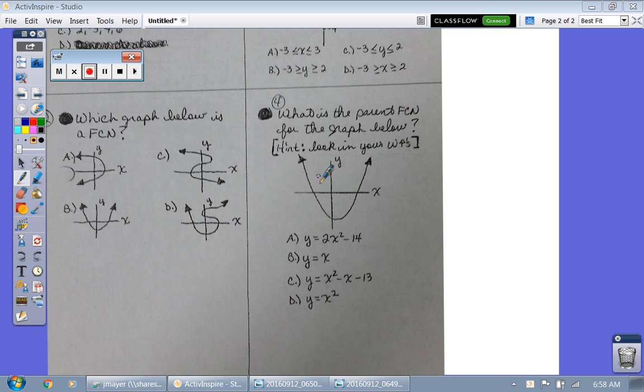Question 4, what is the parent function for the graph below? It's a quadratic. You should have that memorized. It's y equals x squared.